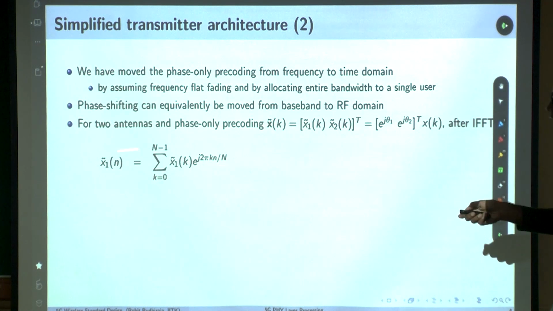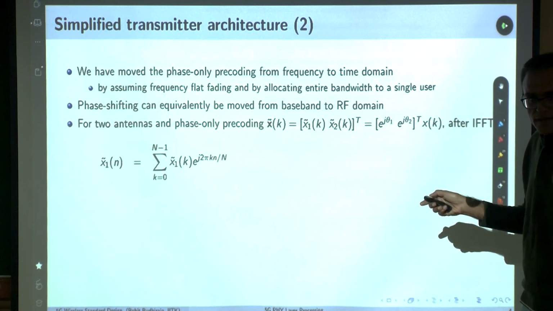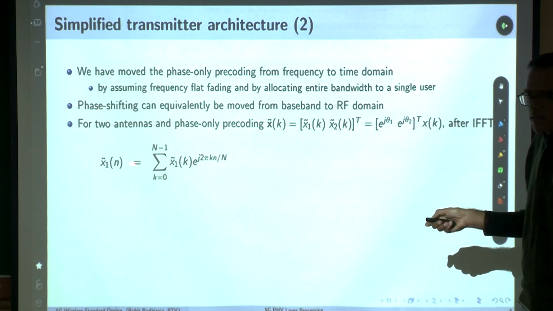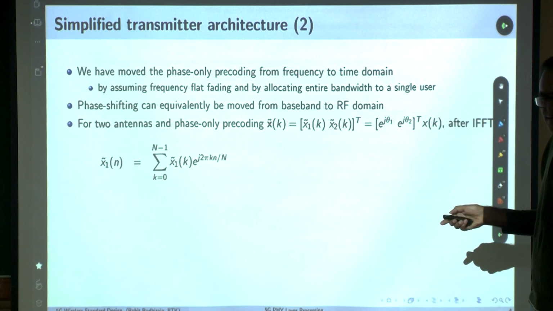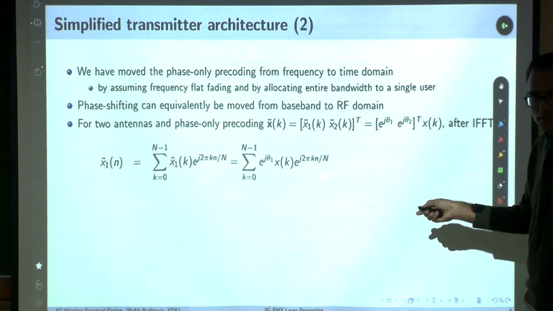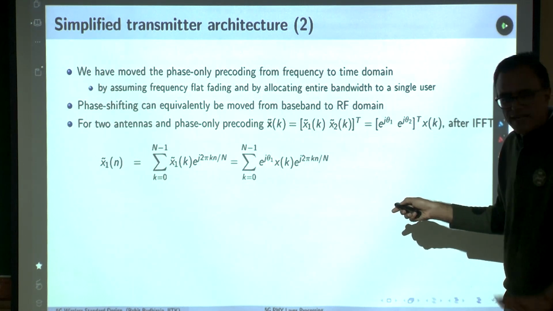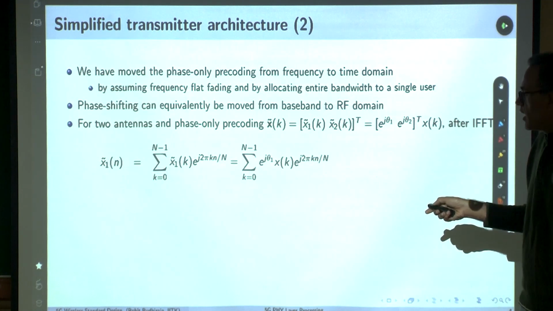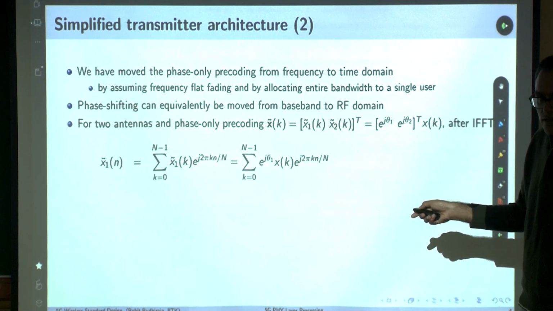You have to convert this signal x1 tilde of k to the time domain. You take the N point IFFT of that, and I am calling this x1 tilde of n. So it is e raised to power j theta 1 x of k, into this IFFT operation. Earlier, for a single antenna, we had only theta. That's the only difference. This e raised to power j theta 1 is constant across subcarriers, so you can move it out.